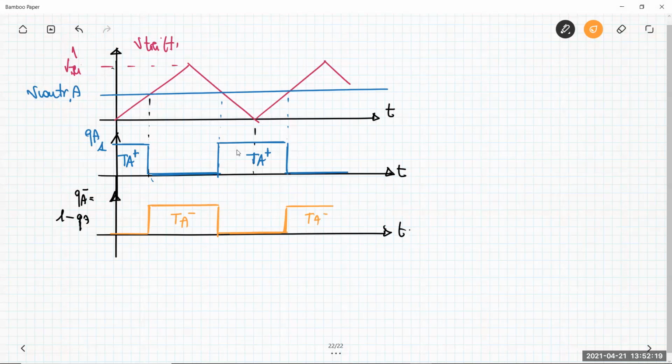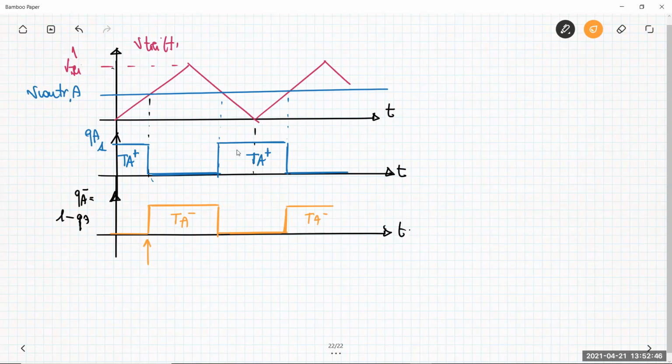Okay, this is what I explained, my ideal case. So for example, here at this time instant, I command TA plus to become an open circuit, to switch off. So this is the turn off for TA plus, and simultaneously I have the turn on for TA minus. This happens in a practical circuit. It happens that this turn off action is not instantaneous.